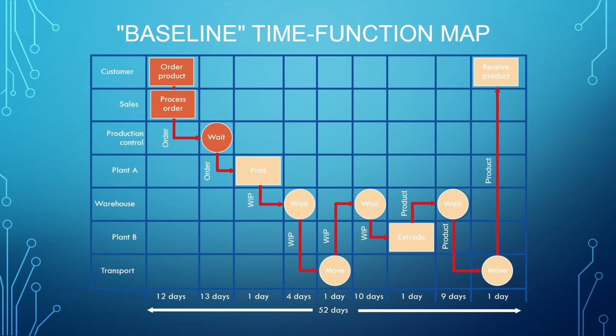After it's done, it will be sent to the warehouse where it sits for 4 days until it's transported to plant B. It stays in plant B warehouse for 10 days, then it will be extruded, that's a 1 day process, and then back to the warehouse to be sent to the customer, which will take another day. That's a total of 52 days from the time of order until the time of receiving the final product.